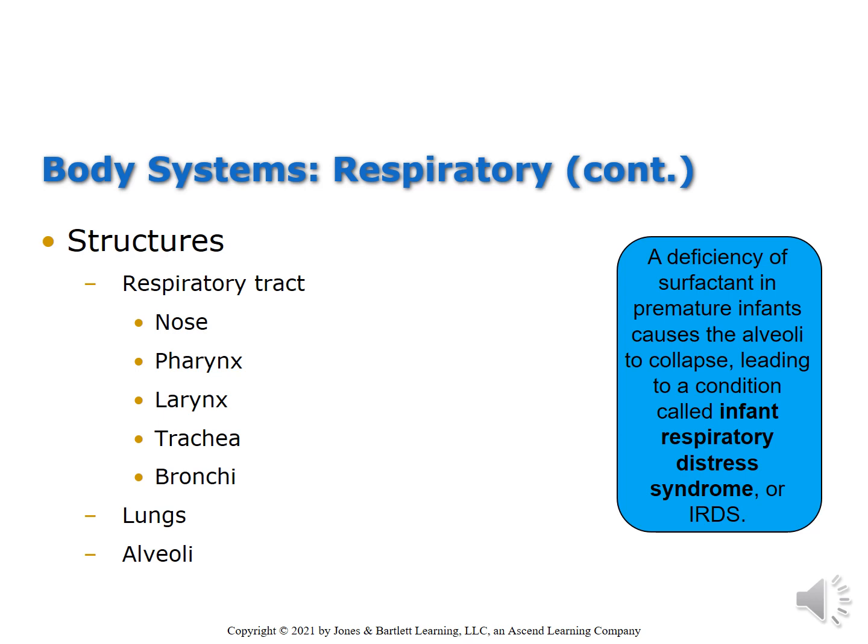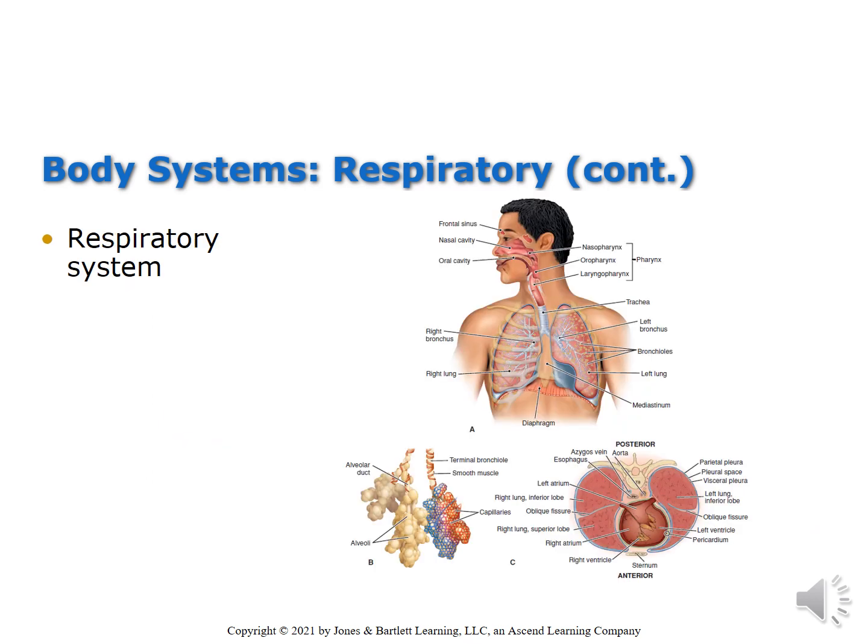The major structures of the respiratory system include the nose, the pharynx, the larynx, the trachea, the bronchi, the lungs, and the alveoli. And as you can see right here, the major components of the respiratory system are the lungs, which are housed within the thoracic cavity that we spoke about.